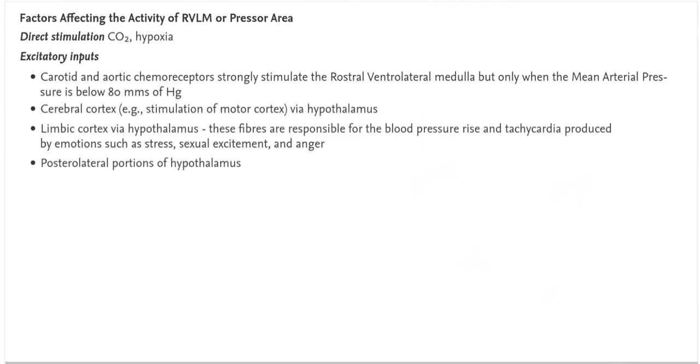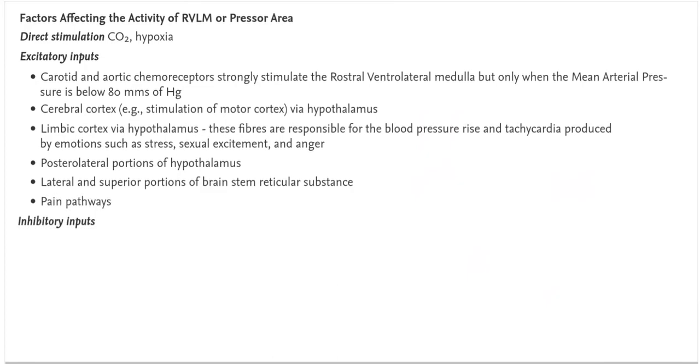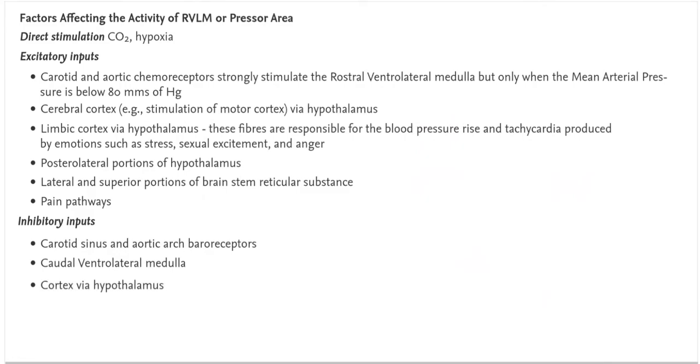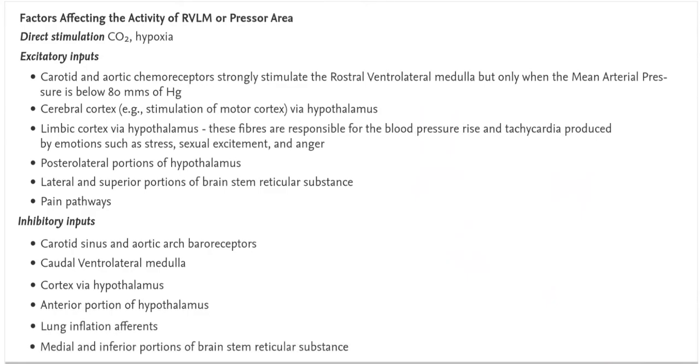Posterolateral portions of hypothalamus. Lateral and superior portions of brainstem reticular substance. Pain pathways. Inhibitory inputs: carotid sinus and aortic arch baroreceptors. CVLM. Cortex via hypothalamus. Anterior portion of hypothalamus. Lung inflation afferents. Medial and inferior portions of brainstem reticular substance.